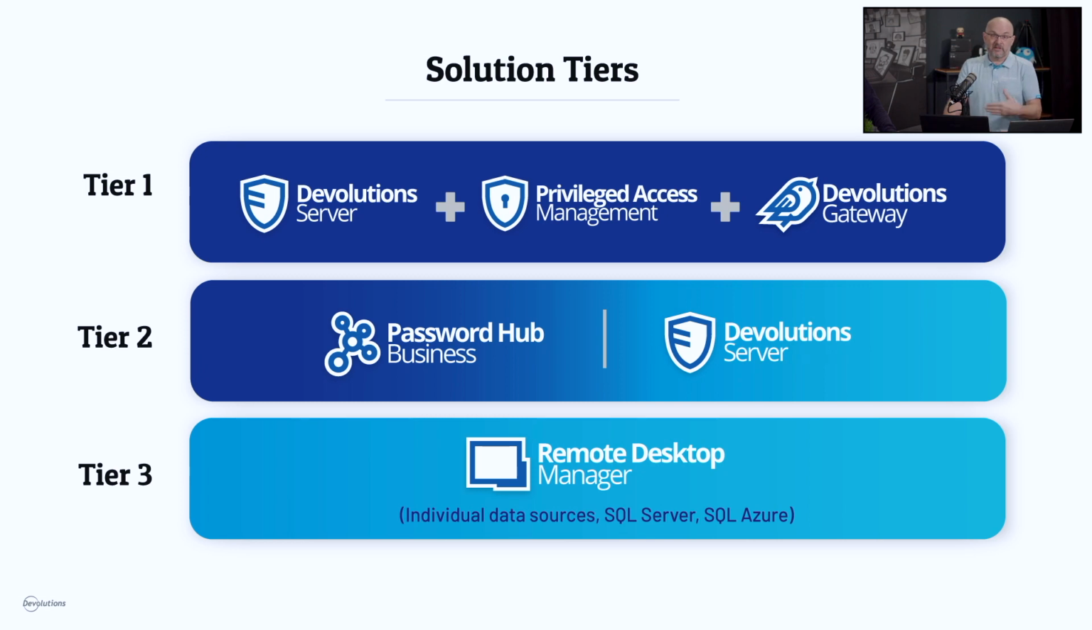So at the bottom, Remote Desktop Manager, using individual data sources, or a self-managed SQL Server, SQL Azure. So you have a direct connection to the database. Then if you elevate to tier 2, you use either Password Hub Business or the Devolutions Server. So most likely, for most of you guys, the only difference is on-prem versus cloud-based. But Devolutions Server has alerts and notifications that are more granular in nature. But you get to pick and choose.